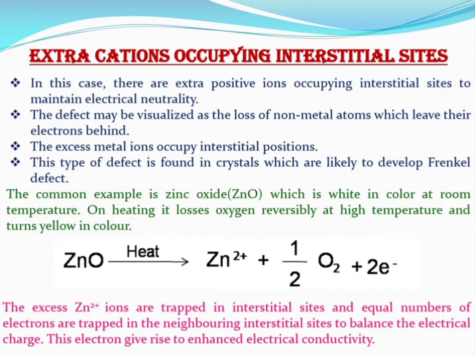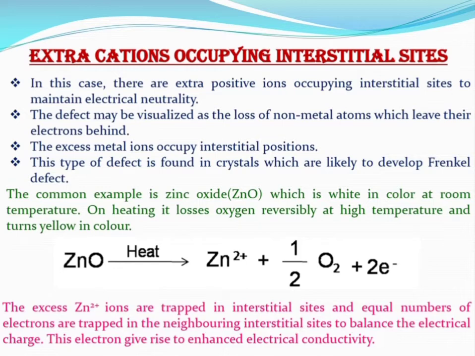Next, extra cations occupying interstitial sites. In this case, there are extra positive ions occupying interstitial sites to maintain electrical neutrality. This defect may be visualized as the loss of non-metal atoms which leave their electrons behind, with the excess metal ions occupying interstitial positions. This type of defect is found in crystals which are likely to develop Frenkel defect. The most common example is ZnO, that is zinc oxide, which is white in color at room temperature.